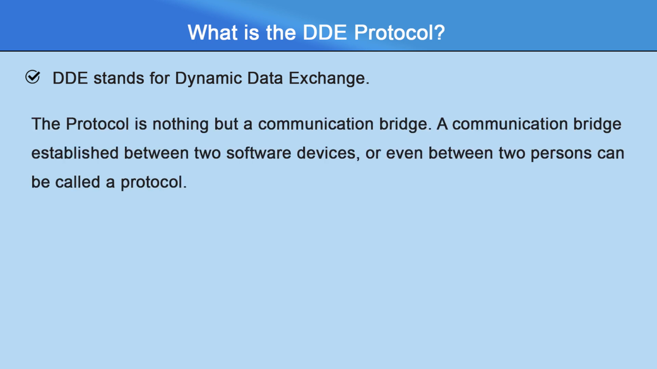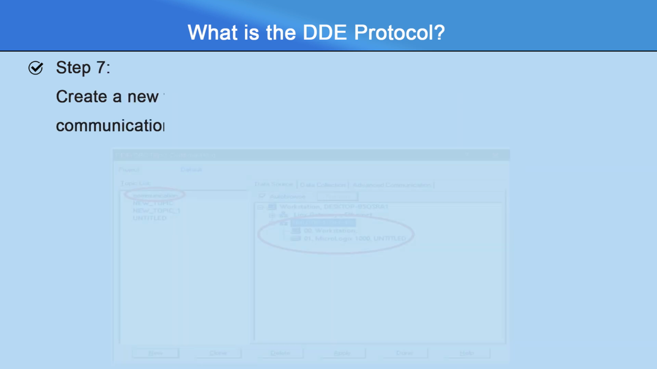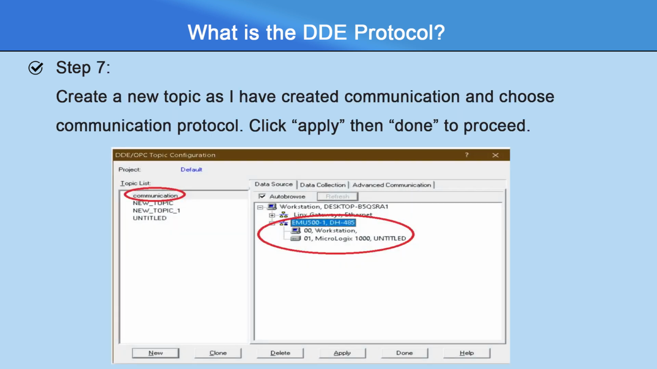Here it is a protocol which is used as a communication bridge between the PLC and the SCADA. Now, after choosing the topic configuration, in step 6, we have to choose New to proceed further. Next, in step 7, after clicking New, you will get a new window. Here you have to create a new topic.